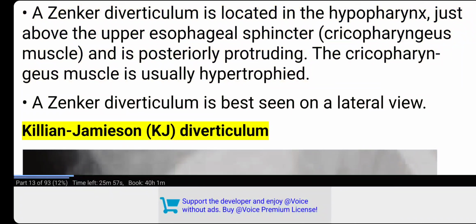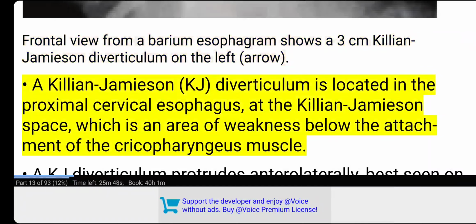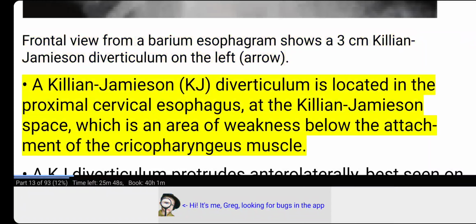Killian-Jamieson (KJ) diverticulum. Frontal view from a barium esophagram shows a 3 cm Killian-Jamieson diverticulum on the left, arrow. A Killian-Jamieson (KJ) diverticulum is located in the proximal cervical esophagus, at the Killian-Jamieson space, which is an area of weakness below the attachment of the cricopharyngeus muscle.